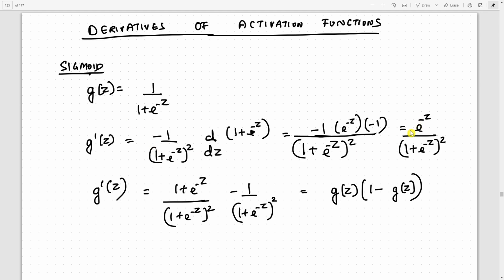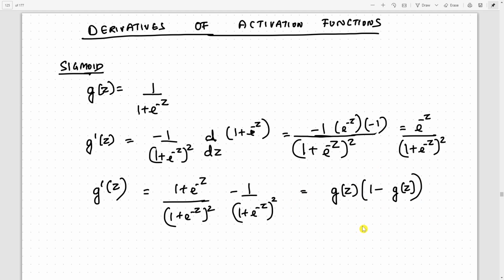So we add and subtract 1 over here, and adding 1 gives us 1 plus e to the power minus z divided by (1 plus e to the power minus z) whole square, which is g(z) itself. So g(z) minus, so minus g(z) square, and you can just write this as g prime z is equal to g(z) times (1 minus g(z)).